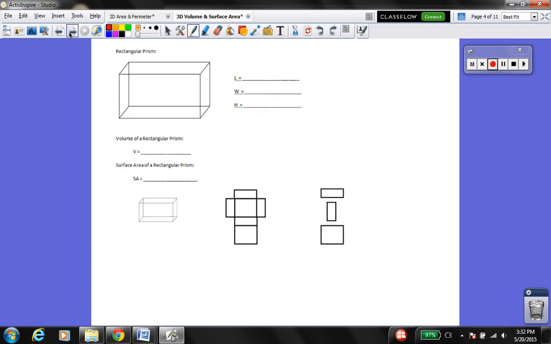So, for the first, we're going to talk about something known as a rectangular prism. In a rectangular prism, we have three variables. We have the length, we have the width, and we have the height. Some people call it something different. It could be depth, it could be the base. There's so many different names, but we're just going to say length, width, and height.